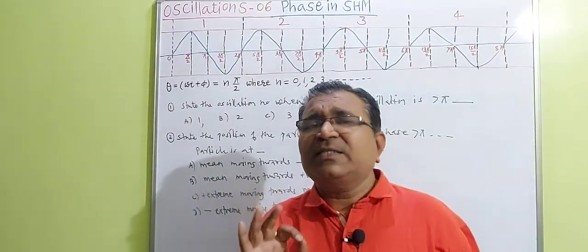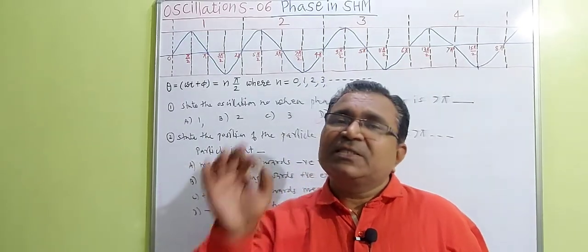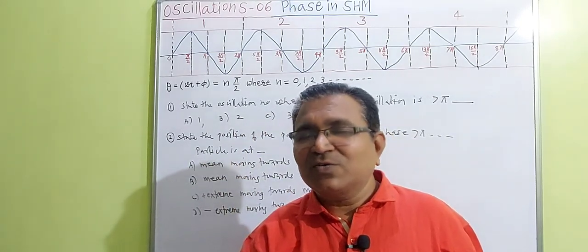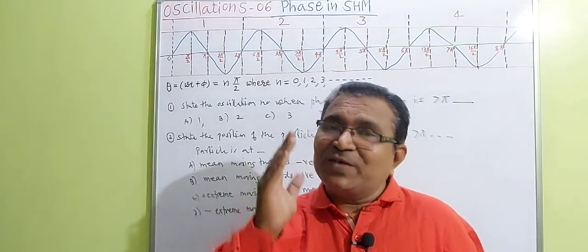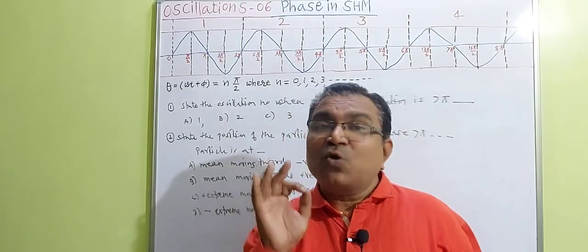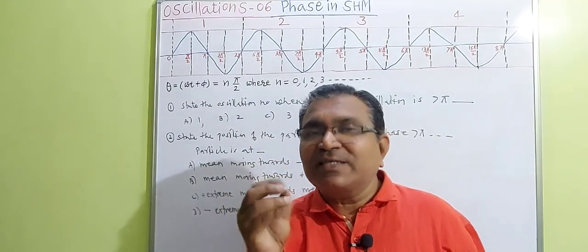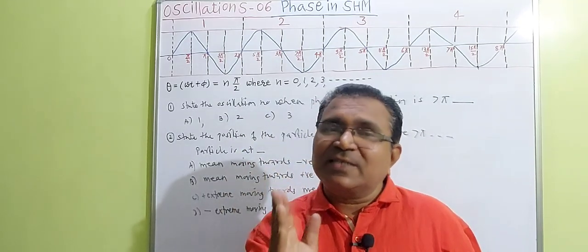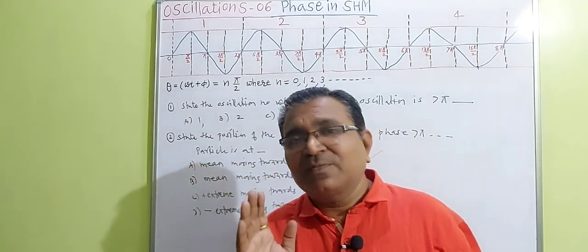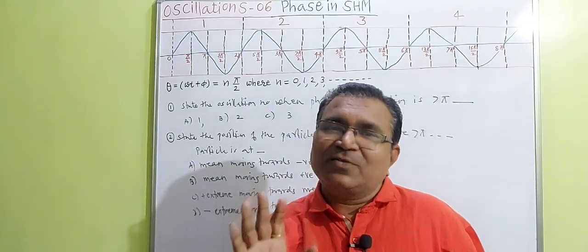So phase in SHM is a state of oscillation which describes the position or displacement of the particle during oscillation, the direction of velocity of the particle during oscillation, and the oscillation number, in which oscillation the particle is, whether it is in the first, second or third oscillation at that instant of time. So this is all about phase of SHM.